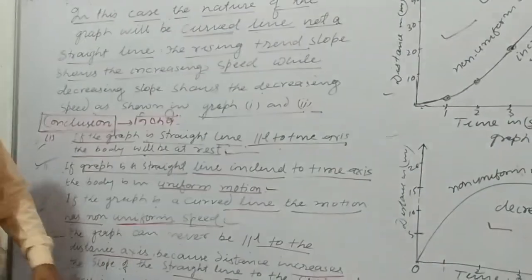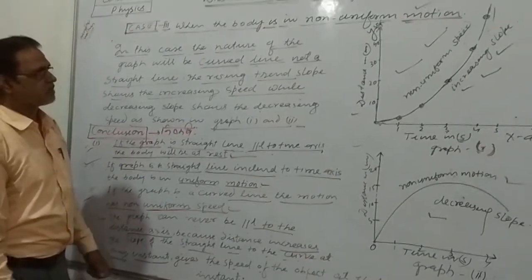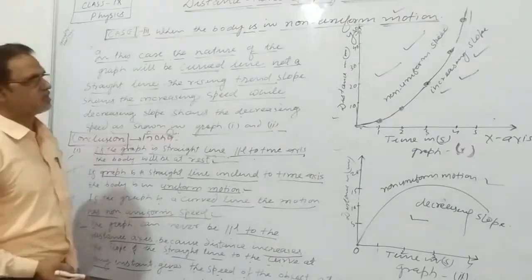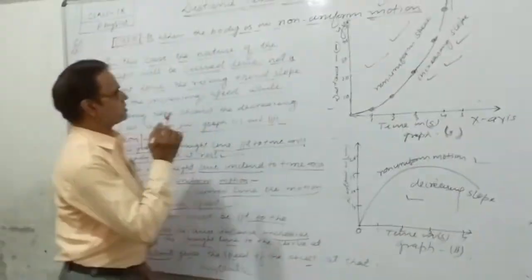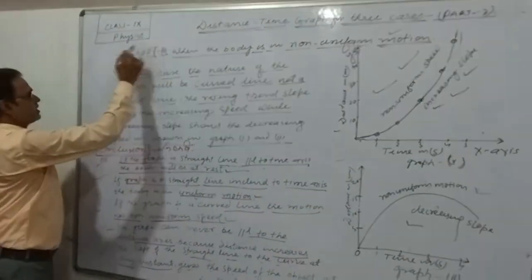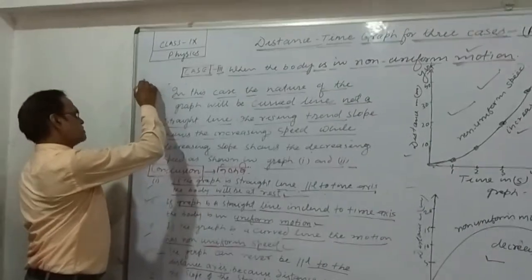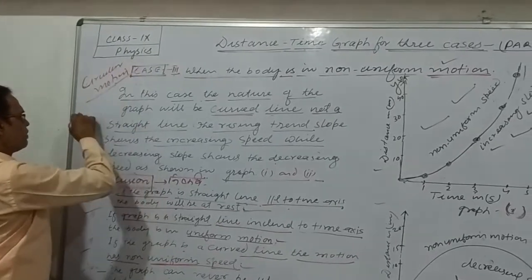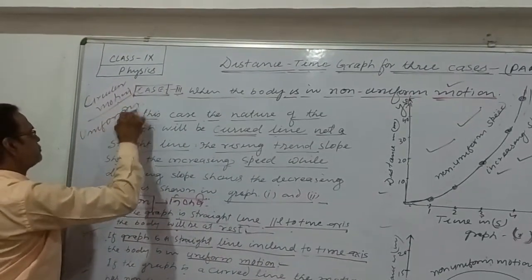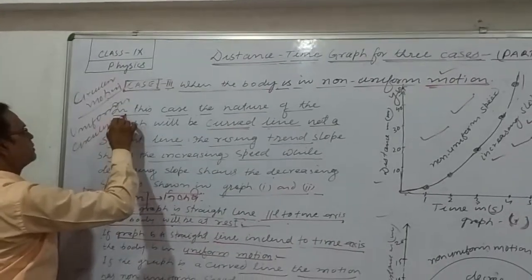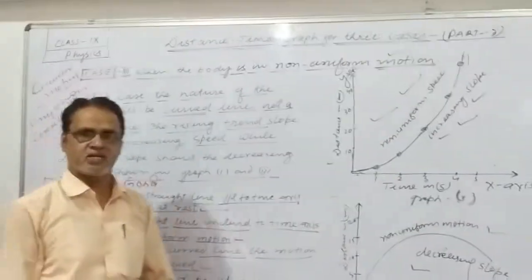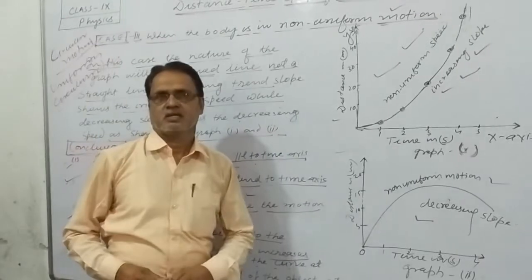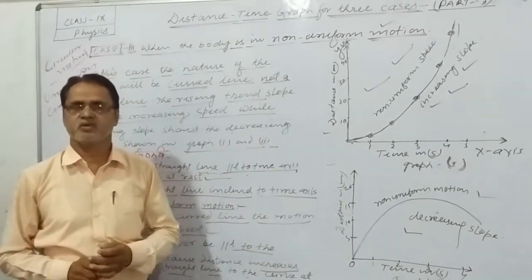In this case, so there are 3 cases. Distance time graph for 3 cases has been described. After that, we read about the circular motion. In the next class we discuss about circular motion and uniform circular motion. In the next class I will discuss the circular motion and uniform circular motion, or the speed. We find the speed of uniform circular motion, okay?